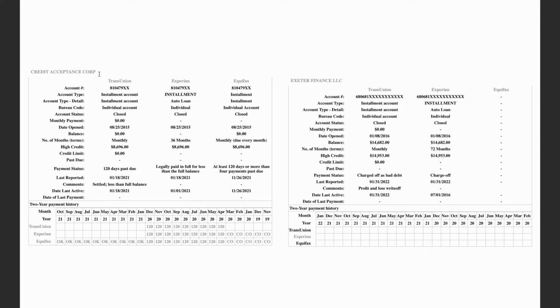So, Credit Acceptance Corporation. All of the account numbers are matching. Installment accounts, the account type says auto loan, but that's another name for an installment account. Bureau code, individual accounts, they're all closed. No monthly payments. Okay, it shows that it was open at the same time. The balance is zero across.